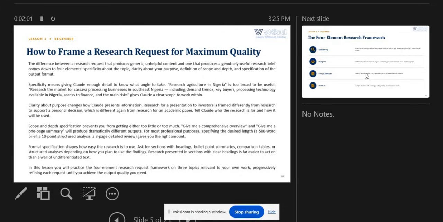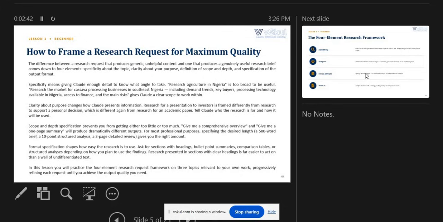for maximum quality, right? Now, the difference between a research request that produces generic, unhelpful content and one that produces a genuinely useful research brief comes down to 4 elements: specificity about the topic, clarity about your purpose, definition of scope and depth, and specification of the output format.